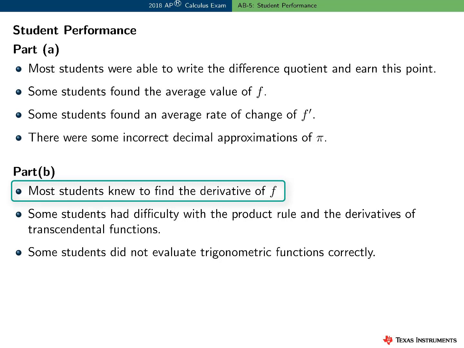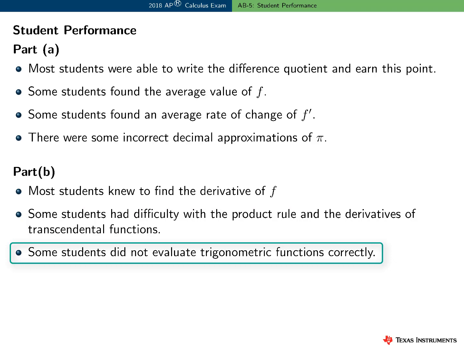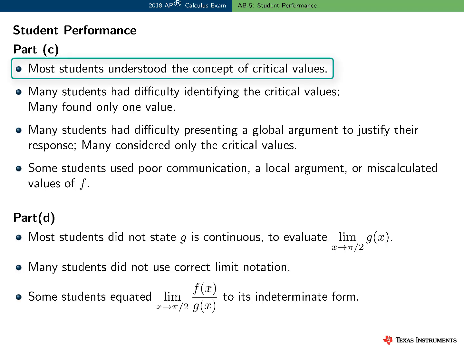In Part B, most students knew that they had to find the derivative of f. However, some students did not apply the product rule correctly, and some had difficulty finding the derivative of e^x and/or the cosine of x. And there were some errors in evaluation of the trig functions sine and cosine at x equals 3 pi over 2. In Part C, most students understood the concept of critical values.